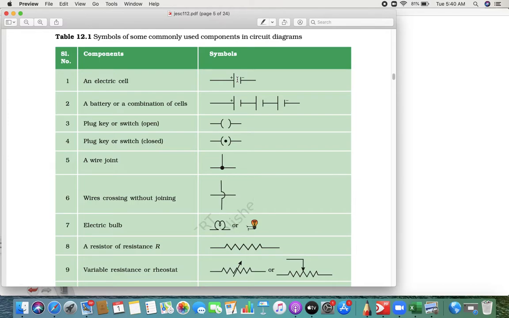If it's only one, it means it's a cell, but if there are two or more, we call it a battery. Even in your laptop battery, there are many cells connected in series. The third is an open key and the fourth one is a closed key. When a dot is there, it means a key is inserted, the switch is on.